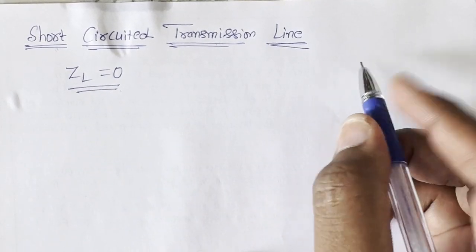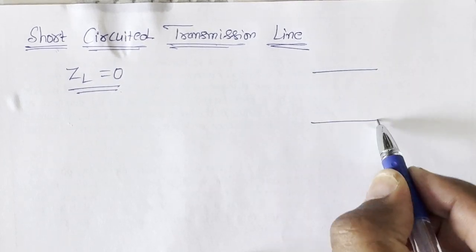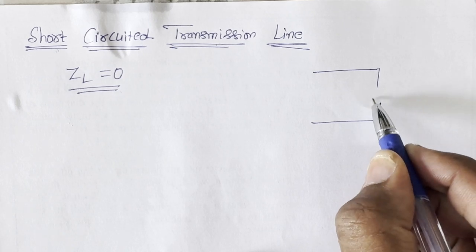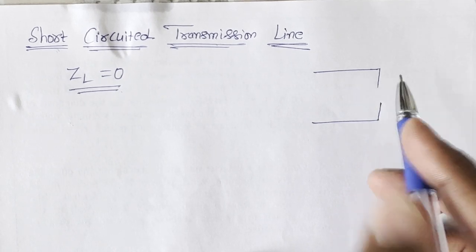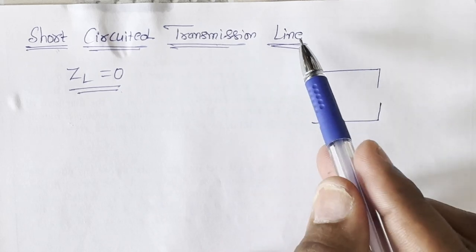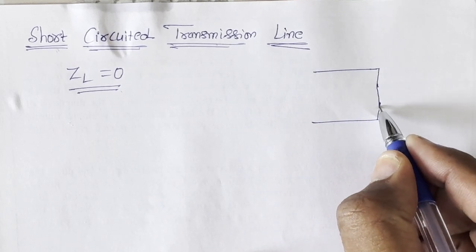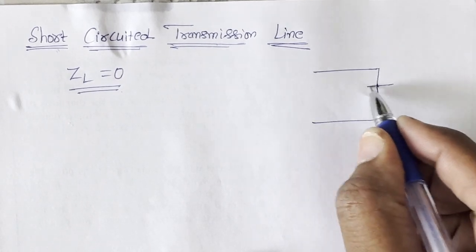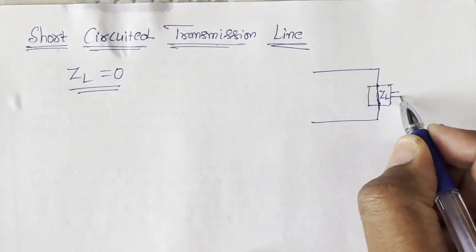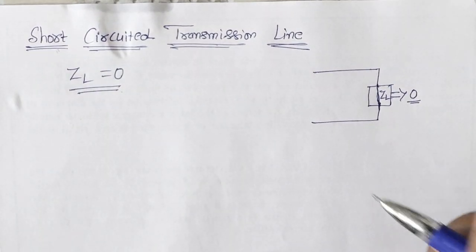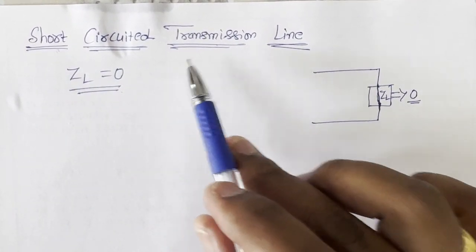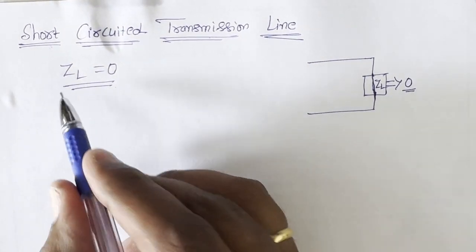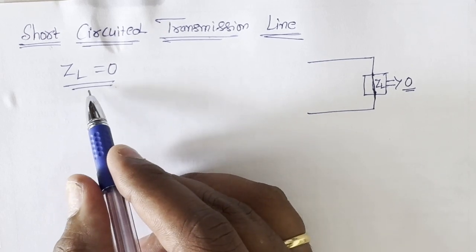That means whenever we are having a transmission line like this, generally here we are connecting a load. Now in case of a short circuited transmission line, this will be 0. Here the ZL value will be 0. So the condition is ZL is equal to 0.